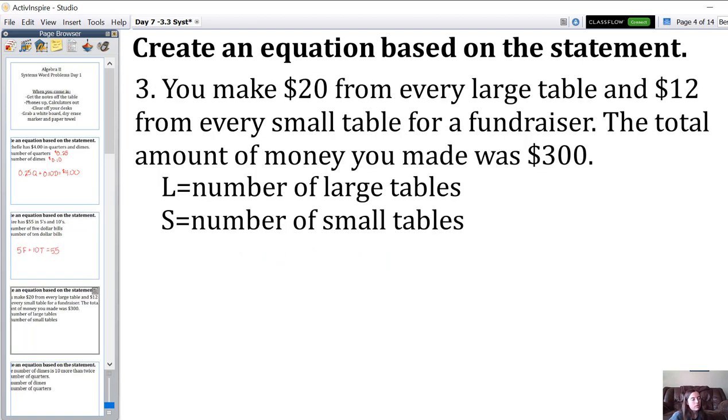You make $20 from every large table and $12 from every small table for a fundraiser. The total amount of money you made was $300. So let's set up an equation. A large table L gets you $20, so that's its coefficient, plus small tables cost $12, so that goes with S, and we get a total of $300.